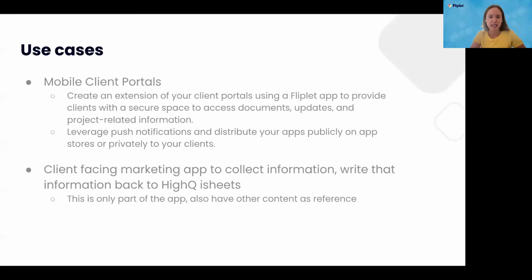So another use case is a client-facing marketing app, which collects information from the users and then writes that information back to HighQ iSheets. This is a really good way of allowing users to put in information in a mobile-friendly way. They can do it on the go wherever they are. And then you write that information back to iSheet so that you have one record of that user's information in one place. We've seen a client doing this with us, and it's really powerful to have different means of updating information. It's nice and easy, and you still have one place where you're keeping all of that content.